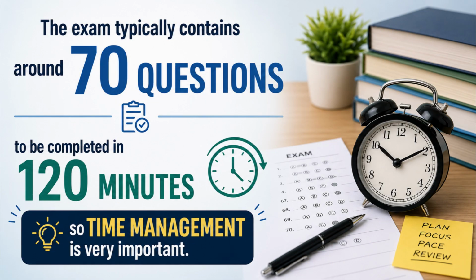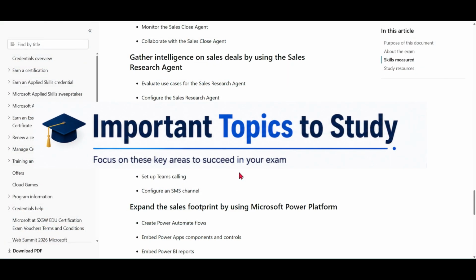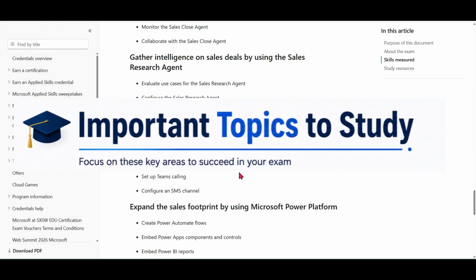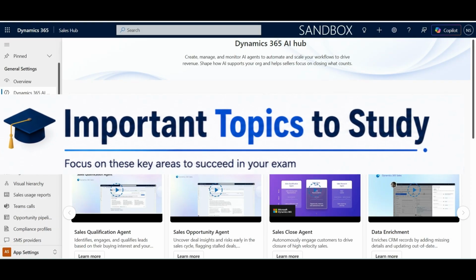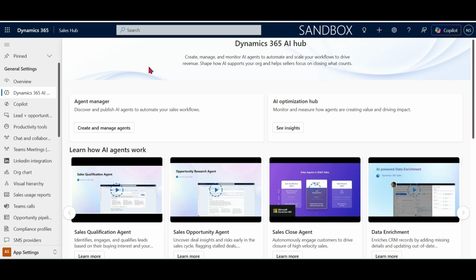The exam typically contains around 70 questions to be completed in 120 minutes. So time management is very important. So how to prepare for the exam? What topics to study? As I mentioned, hands-on practice is very important.